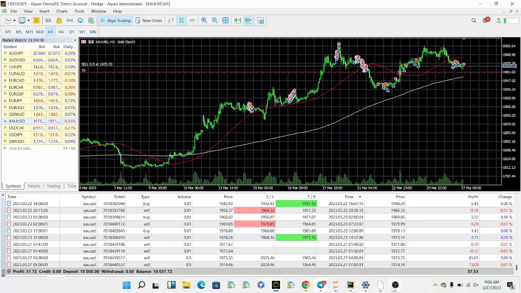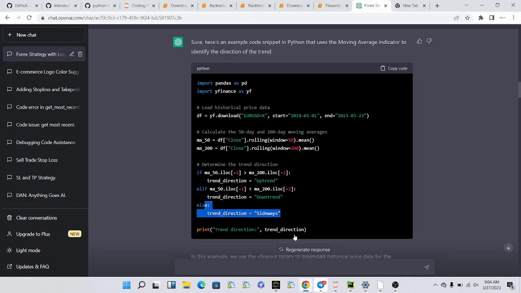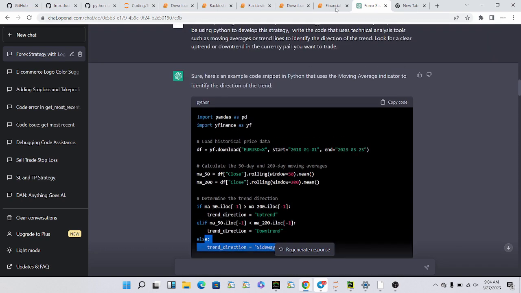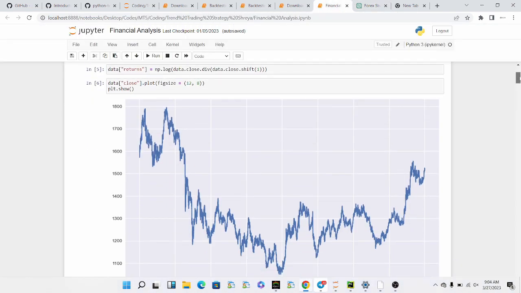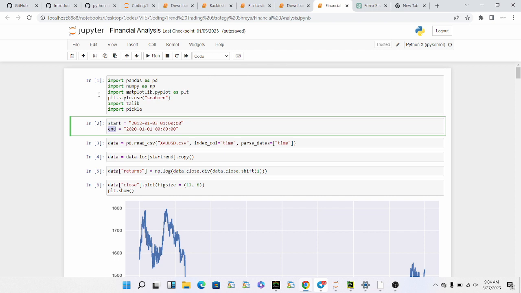Okay, so also let's go back to ChatGPT. We added that into our financial analysis. Let me just go over here. This is our financial analytics file, and we imported pandas, numpy, matplotlib, talib, and pickle. Pickle is what we're going to be using to save our binary file, and talib is what we use to get our indicator values, and pandas and numpy are what we're going to be using for calculations.